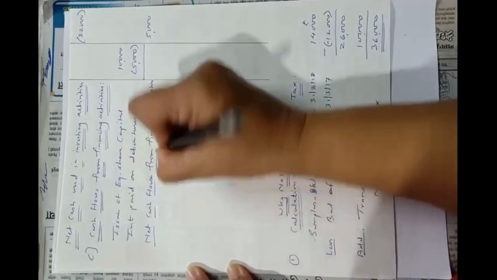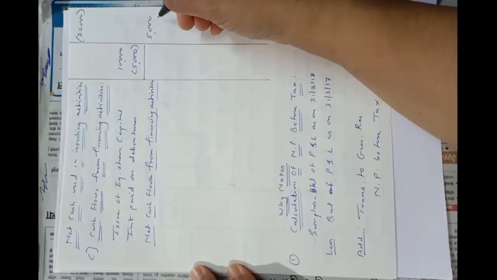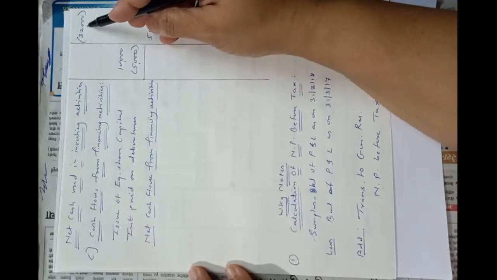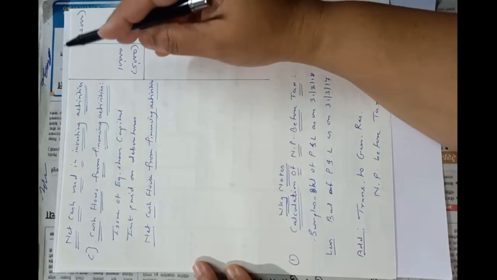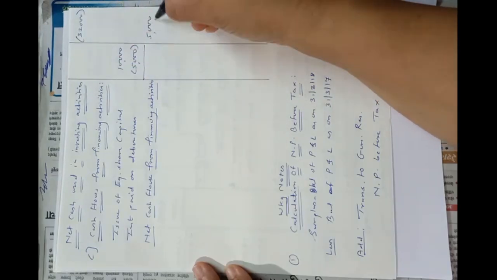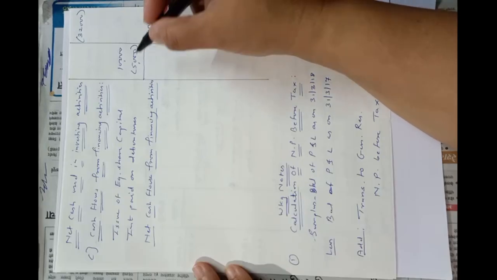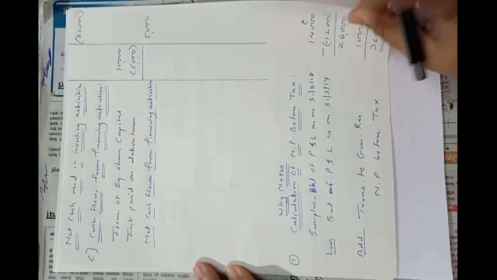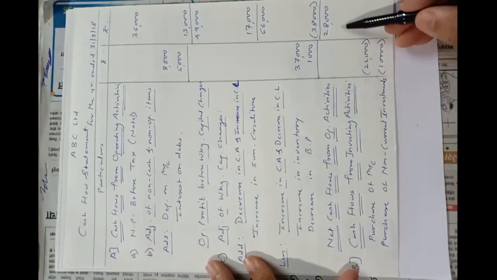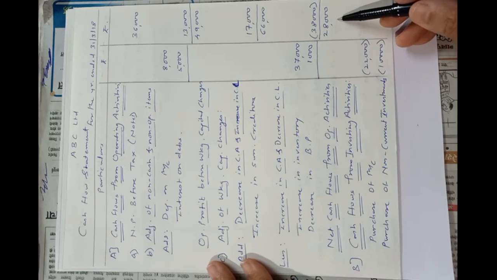Net cash flows from financing activities. This is the final answer of the third point. So this is the final answer, negative 32,000 of B point, that is cash flows from investing activities. This is the final answer, positive 5,000 is the final answer of C point, and the final answer of A point, net cash flows from operating activities, is rupees 28,000.